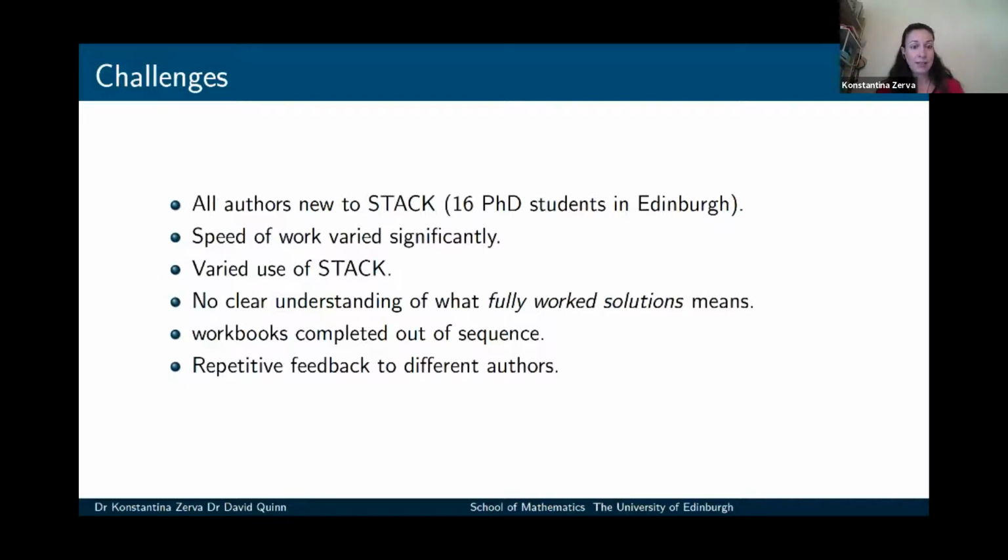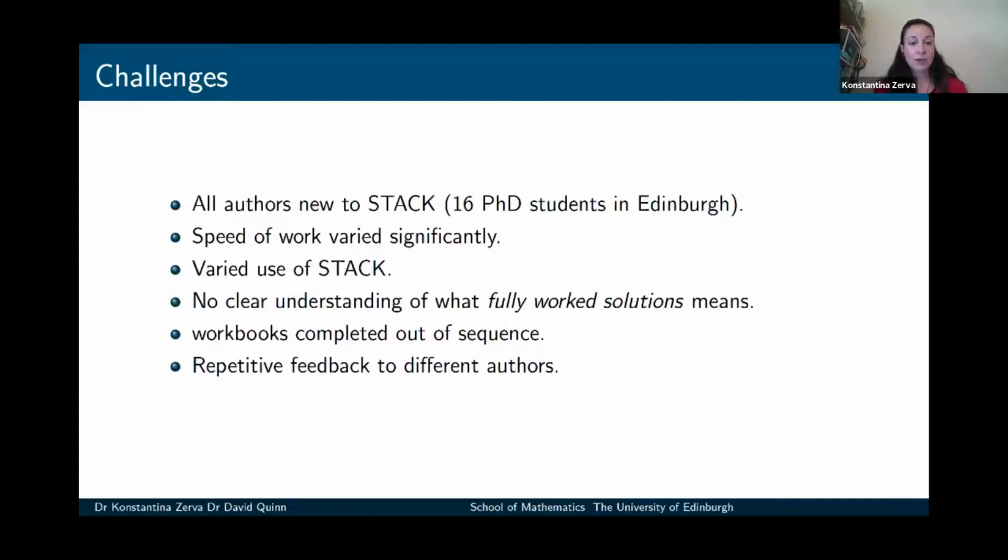Another issue was what fully worked solutions mean. A lot of people just put on Stack the HELM answers, which mainly were a final answer and not the step-by-step solution for the question. Also, the workbooks were completed out of sequence. Because the students were working in parallel, each of them was assigned a different workbook. So we could have workbook 2 and workbook 18 ready and not 1, 2, 3 in order.